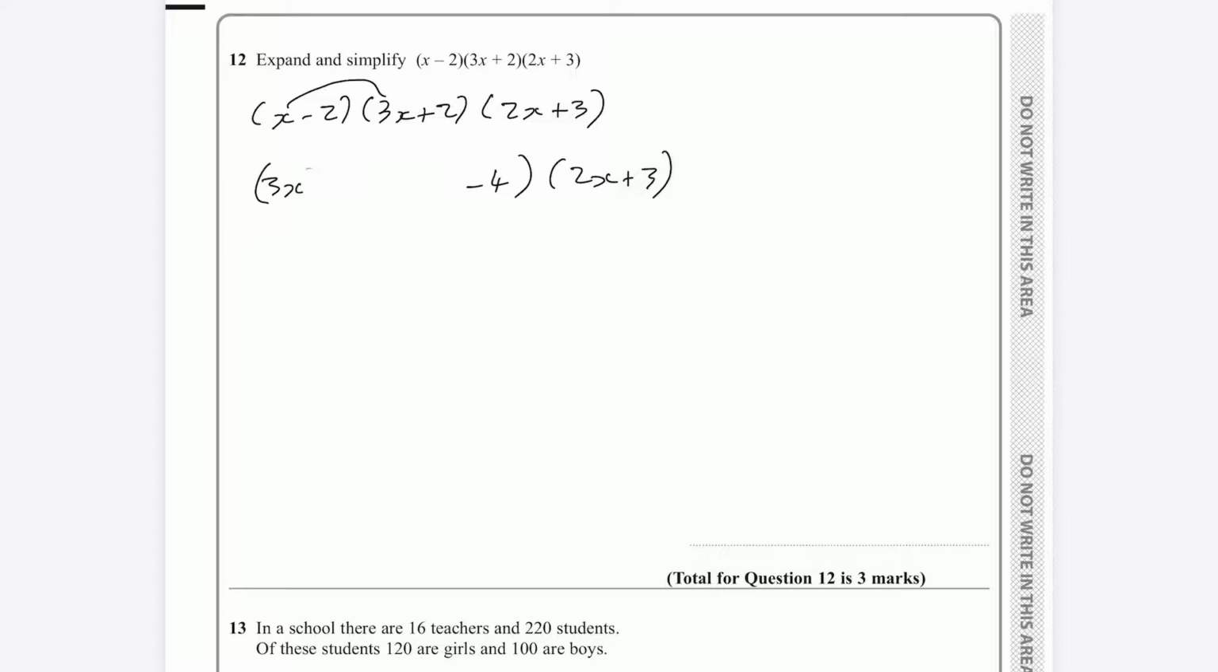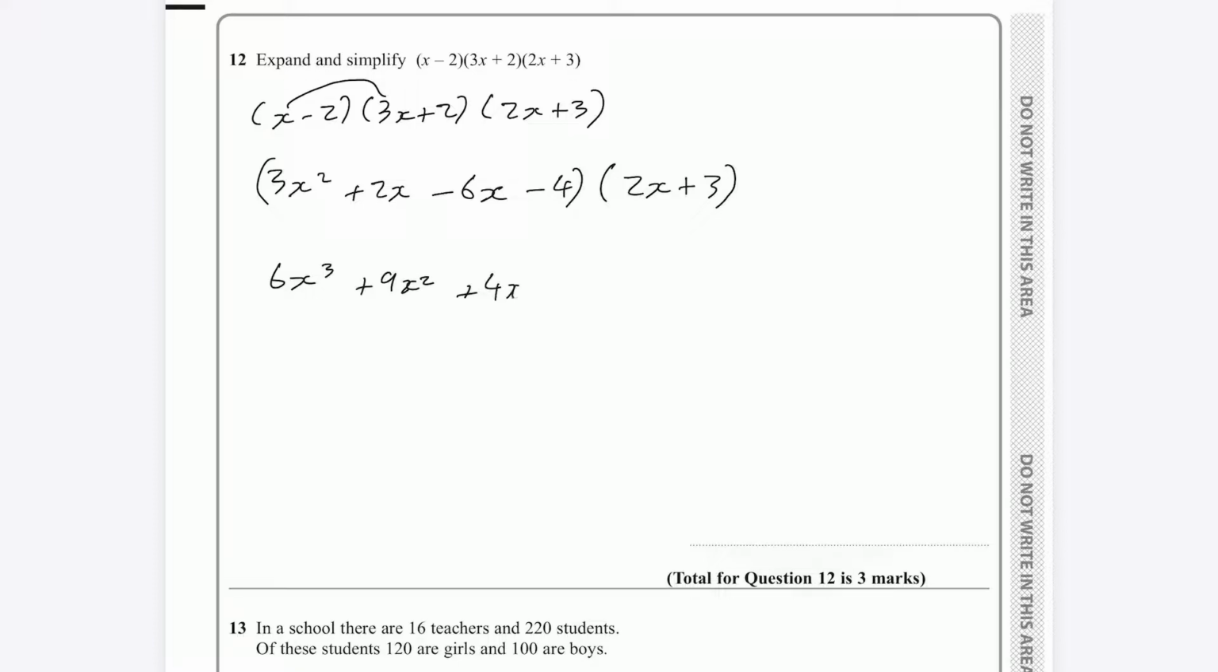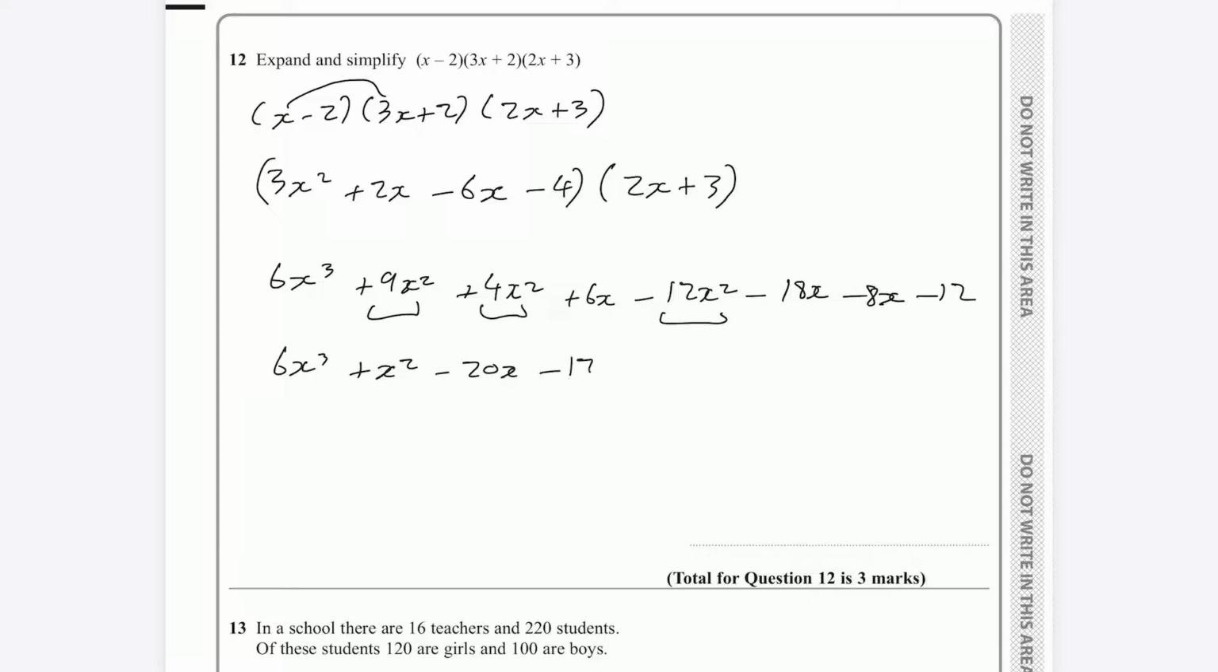Oh, I think I have made a mistake here. So that is going to be x. So 3x squared plus 2x minus 6x. There we go. That was my mistake. Minus 4, times 2x plus 3. And now we're going to expand from left to right. So that's going to be 6x cubed plus 9x squared plus 4x squared plus 6x minus 12x squared minus 18x minus 8x minus 12. And we can see these x squareds can be collected together. So that's going to give us 6x cubed plus x squared minus 20x minus 12.